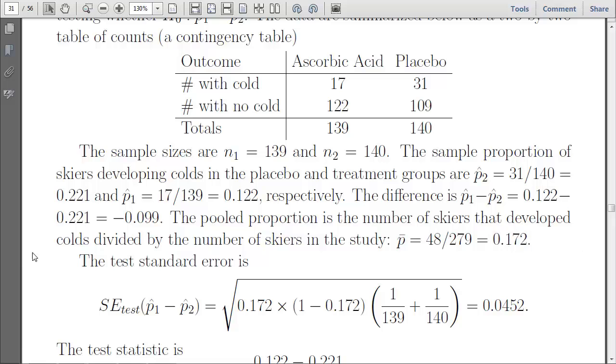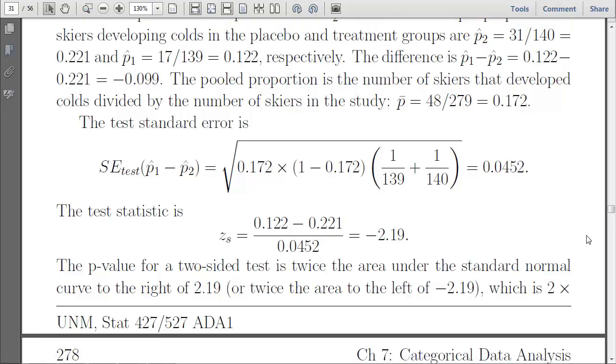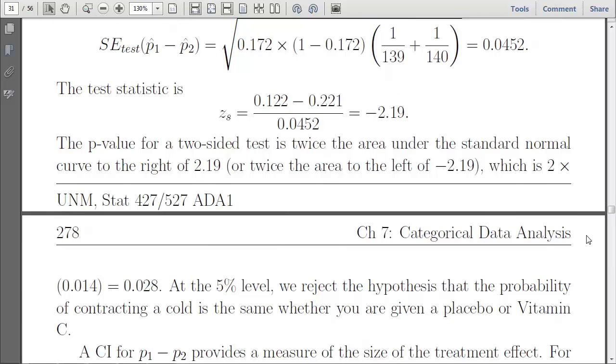Okay, so we can calculate the standard error of that difference, which is about 0.045. Calculate a test statistic, so that's the vitamin C minus the placebo group divided by the standard error, which gives us a z-statistic of negative 2.19. So we're interested to know whether that's more extreme than 1.96, which is the 0.05 level. If we calculate the p-value associated with that, the p-value is 0.028, which is less than 0.05.